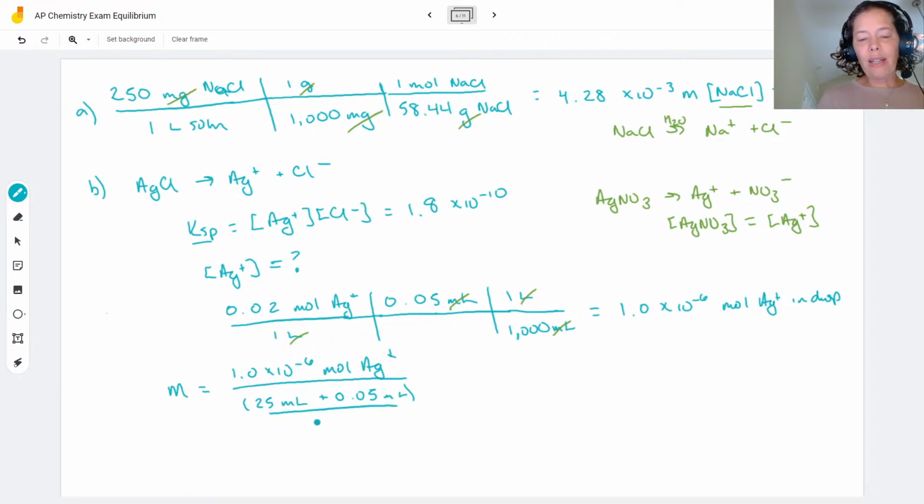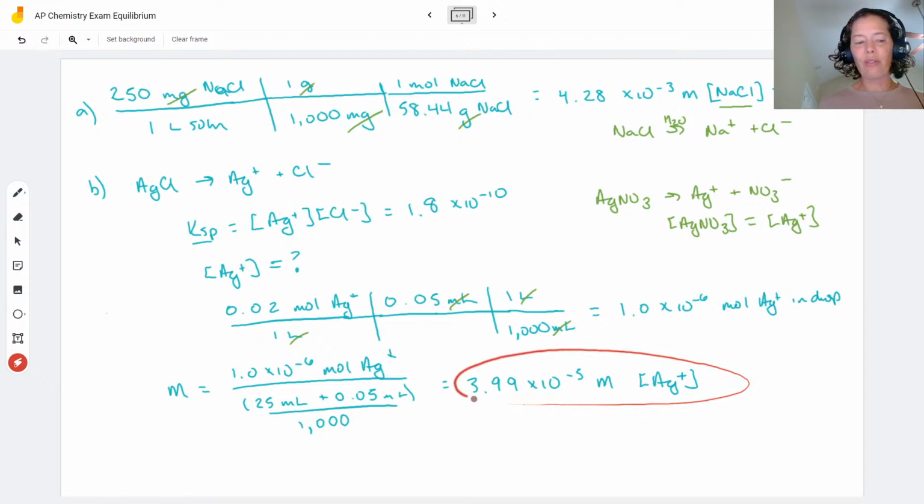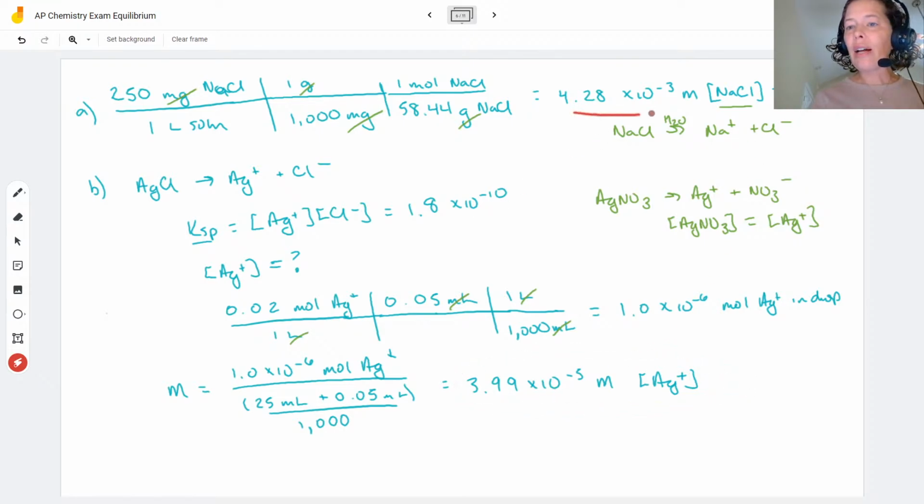All right, but don't forget, you've got to divide that by 1,000 because remember, concentration is moles per liter. And we get 3.99 times 10 to the negative 5th. That's molarity, and that is for silver. Okay, so at this point, we've got a concentration for silver, and we've got our concentration for chloride. I'm going to plug those into my KSP, and then compare it to my value for KSP to see if it will precipitate out or not.